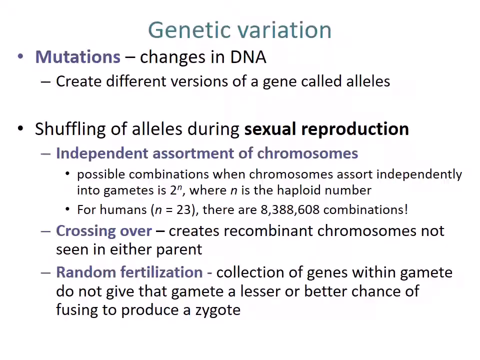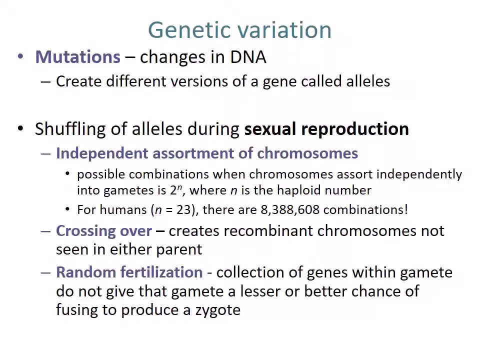As far as the possible combinations that can occur, mathematically it would be 2 to the nth power. For humans, since we have 23 pairs of chromosomes, our n would be 23. So 2 to the 23rd power would be 8,388,608 combinations. That's a ton of combinations. And that's just the way your chromosomes could assort in producing either a single sperm or single egg. So it's a lot of variation. And that doesn't even take into account crossing over. Crossing over creates recombinant chromosomes that we're not seeing in either parent.